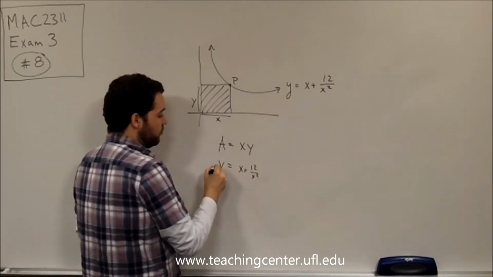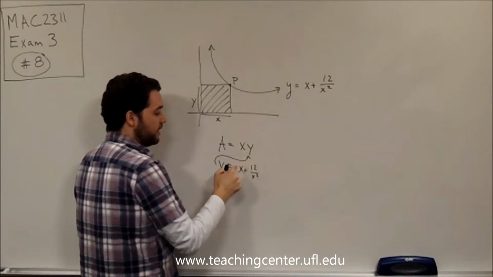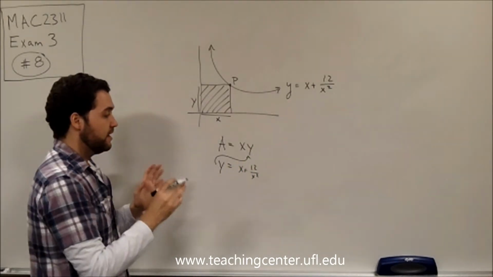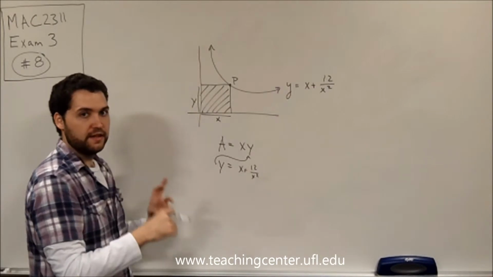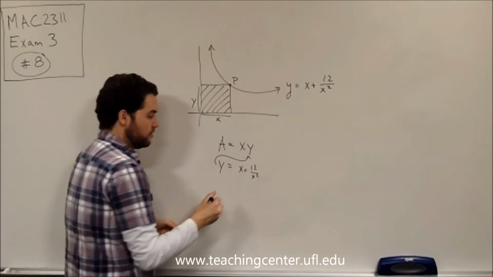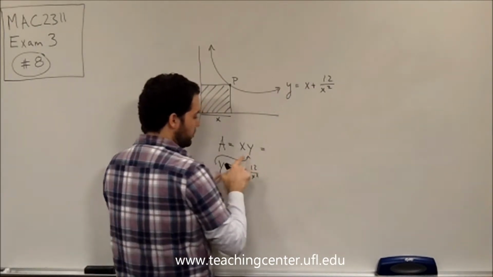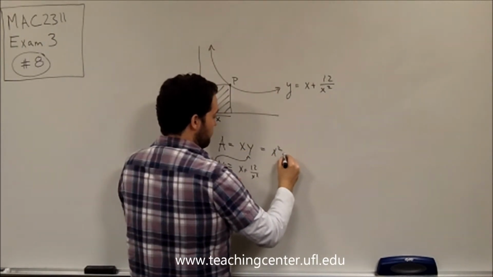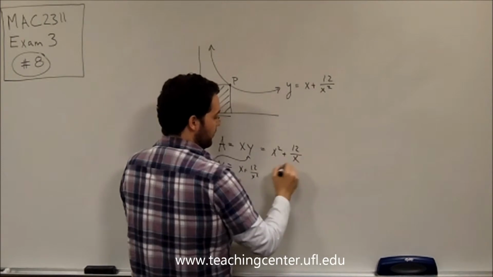So now we can go ahead and take this y and feed it into that y, because you always want to get your primary equation in terms of one variable. And then once you have that equation, you can derive it, set it equal to 0, and solve, and get your answer. So that means our area, solely in terms of x, is just going to be x times this thing. So it's going to be x squared plus 12 over x.